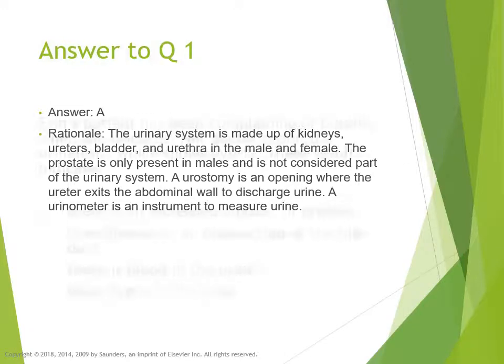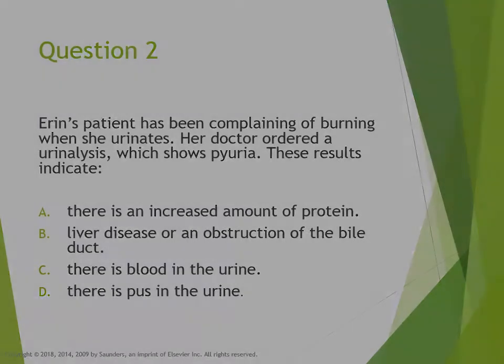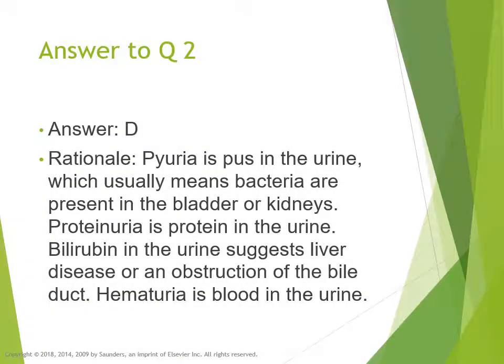Next question. Erin's patient has been complaining of burning when she urinates. Her doctor ordered a urinalysis which shows pyuria. These results indicate what? Is it A, there's an increased amount of protein? B, liver disease or an obstruction of the bile duct? C, is there blood in her urine? Or D, is there pus in her urine? Do you recall what pyuria means? Okay, great job. So the answer is D, pyuria. So that means that there is pus in the urine, right?